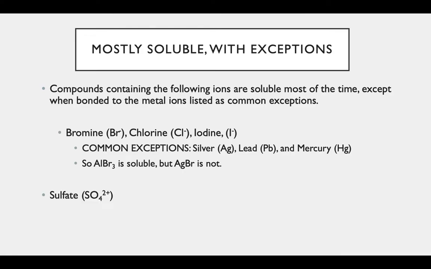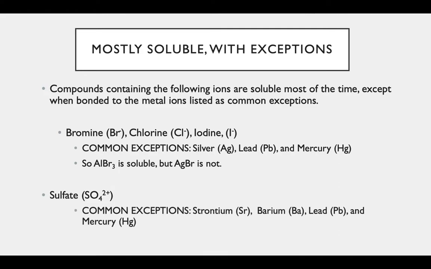Sulfate is another ion that has some exceptions. The exceptions for sulfate are strontium, barium, lead, and mercury. So you can see that some of those are common. So most of the time sulfate will dissolve. However, it will not dissolve when it's bonded to strontium, barium, lead, or mercury. So for example, magnesium sulfate would be a soluble compound, but barium sulfate, because it contains that exception ion, is not.